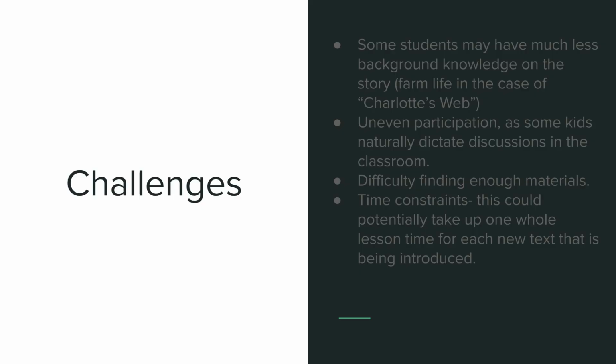As a teacher, you could have difficulty finding enough materials. Now, I use a super easy example with Charlotte's Web, but you might have a harder time with some more complex texts as we move into middle school and high school, finding those items to represent the concepts. And then lastly, time constraints. We all know that it's teaching lessons. We got to get everything in. And this could potentially take up one whole lesson time, one whole day's worth of reading for each new text that's being introduced, because it is a process. You have to go through each of the concepts and you have a discussion about each of the concepts and each of the items in your bag. And that can potentially take up quite a bit of teaching time.